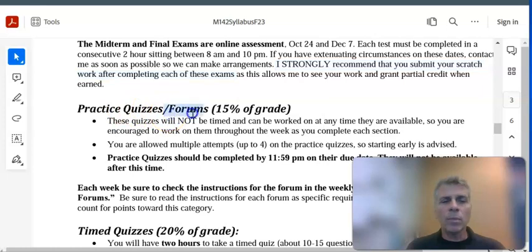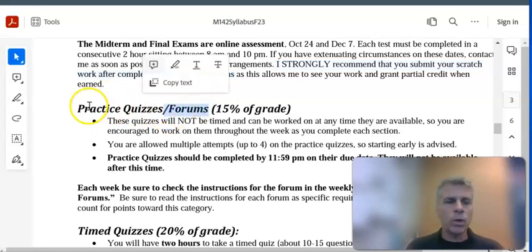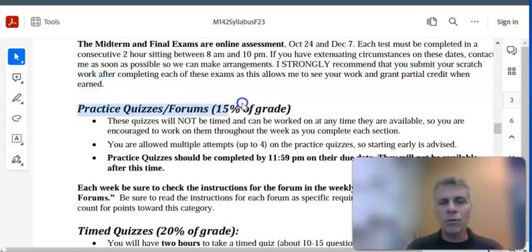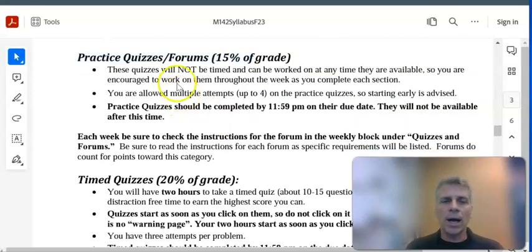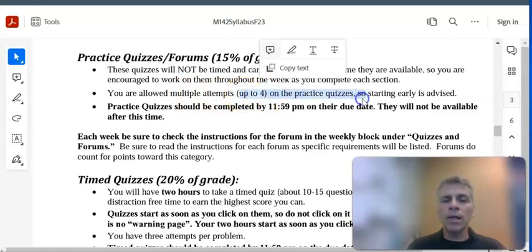All right, we have forums, and I'll talk briefly about those. We also have practice quizzes. Together, they're 15% of your grade. Practice quizzes are not timed. You can just work on them as long as you want, up until the due date. You're allowed multiple attempts, up to four on each practice quiz question. So it's really good practice.